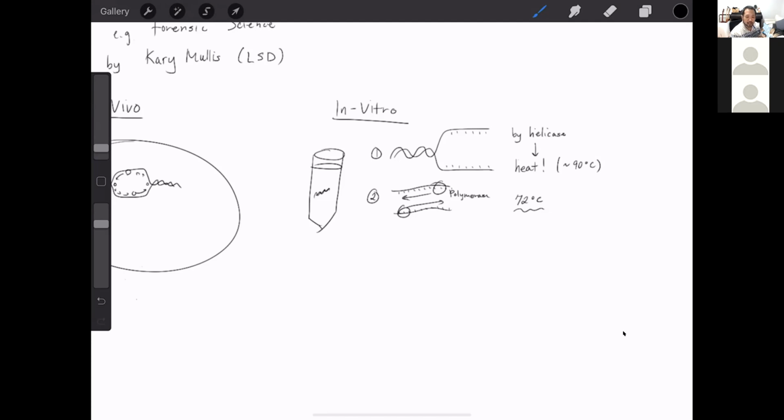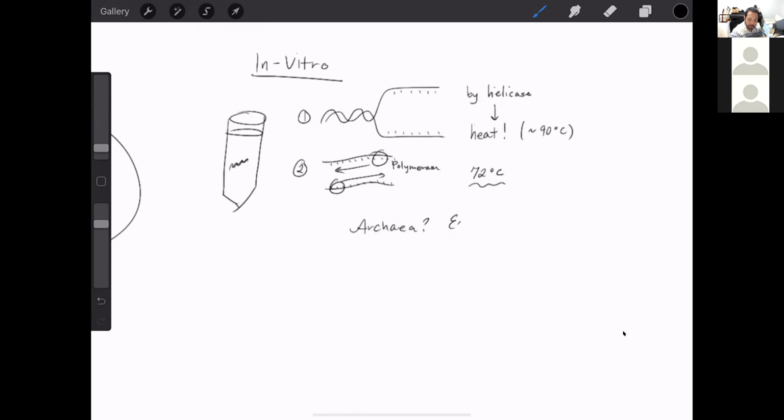So he was stuck, except because he was high, he thought of something that was actually quite brilliant, because he started thinking, wait, what about archaea? What about extremophiles? Specifically, what about thermophiles? Think about it. A thermophile is a bacterial species or a set of bacterial species that live in really hot spring water.